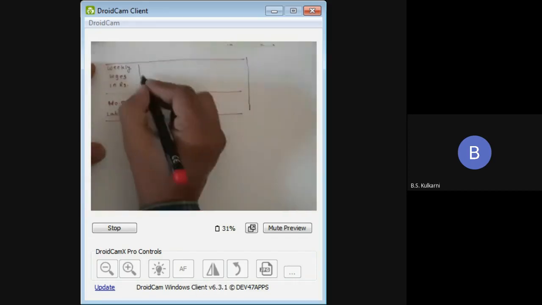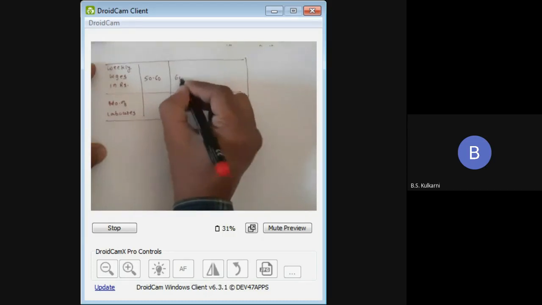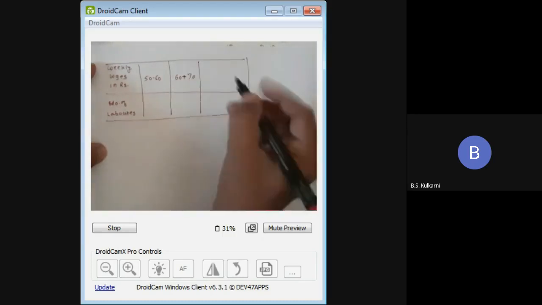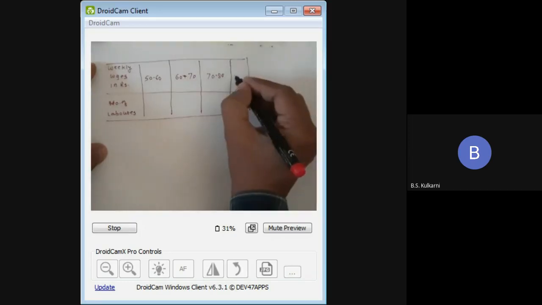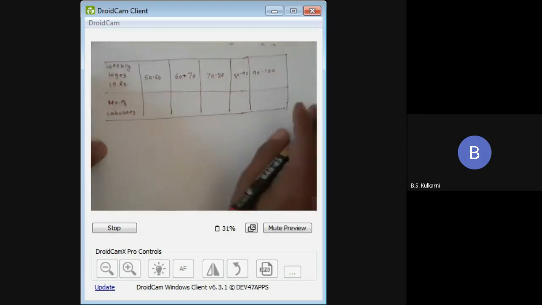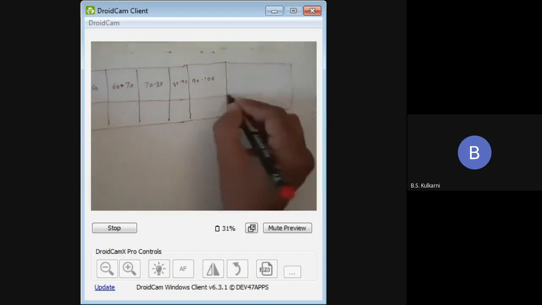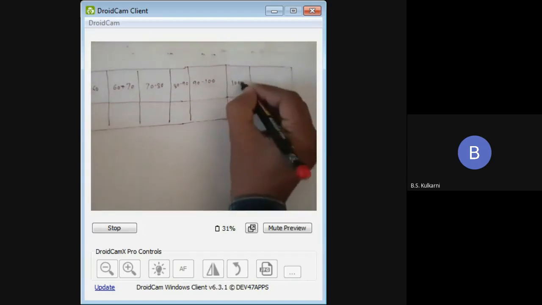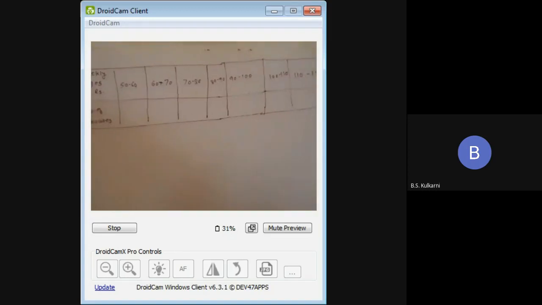Okay. So the data is 50 to 60 first, second 60 to 70, third 70 to 80, fourth 80 to 90, fifth one 90 to 100, 100 to 110, and 110 to 120. Right. So the data is in front of you.